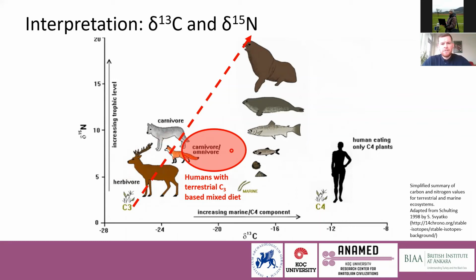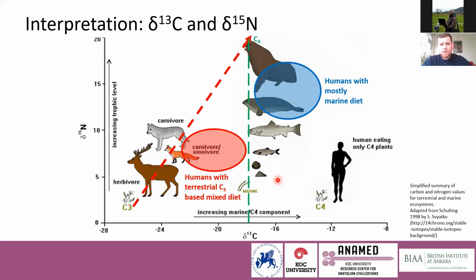Conversely, if you had humans with a mostly marine diet, you'd expect to see them up here somewhere. So they'd have this more positive carbon value, and also this much higher, more positive nitrogen value as well. Usually anything above about 11 or 12 per mil, in conjunction with a more positive carbon value, can be a possible indication of a marine input in the diet, or a mostly marine diet.